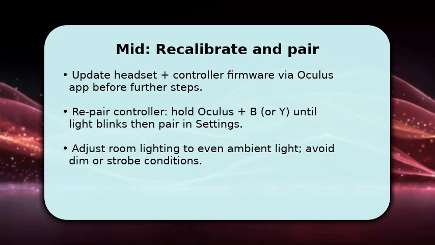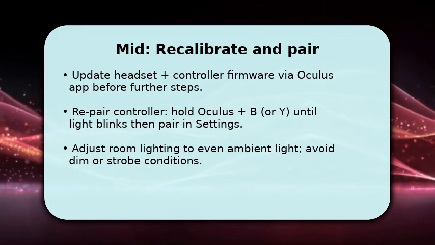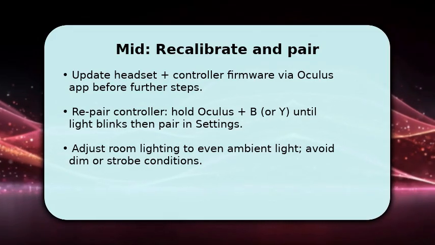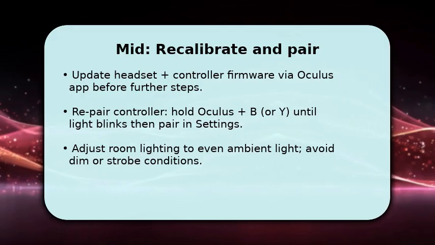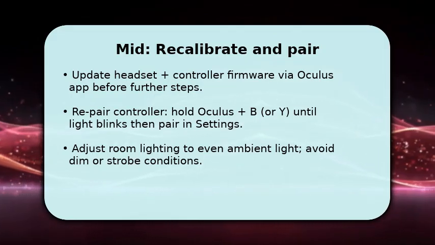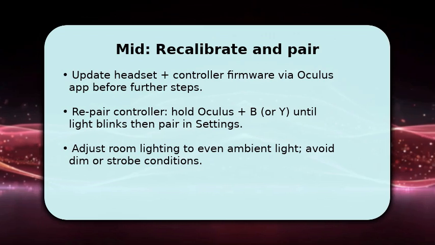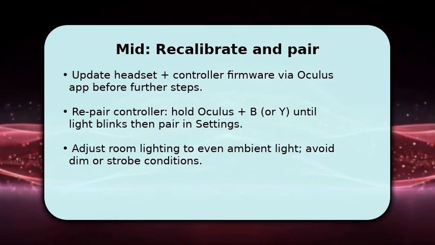Simultaneously, fine-tune room lighting to steady, even illumination because the headset's cameras need consistent contrast to track infrared markers. These middle steps recalibrate communication and visual conditions, so tracking becomes stable again.